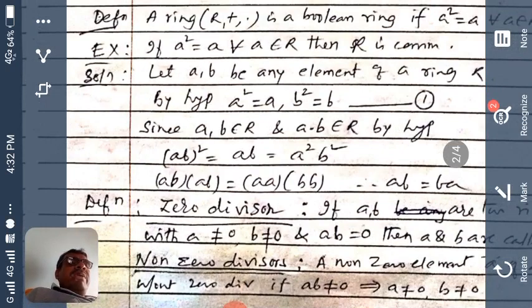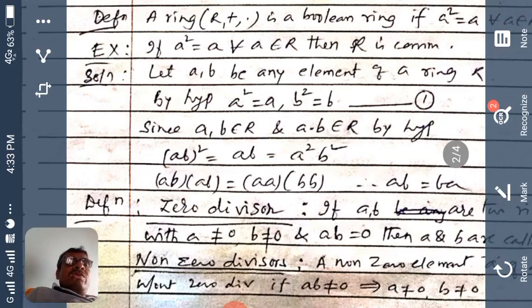If A and B are two elements in a ring with A not equal to 0, B not equal to 0, but the product of the two elements equals 0, then A and B are called zero divisors. In the case of non-zero divisors, the difference is A is not 0, B is not 0, and the product is also not 0. A not 0, B not 0, product becomes 0, is a zero divisor.